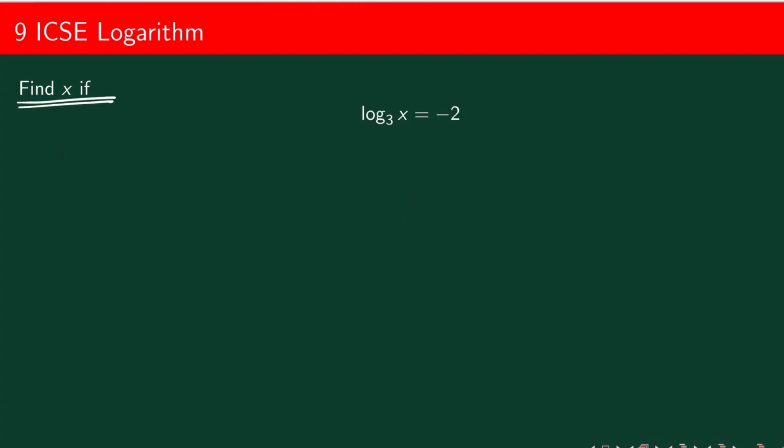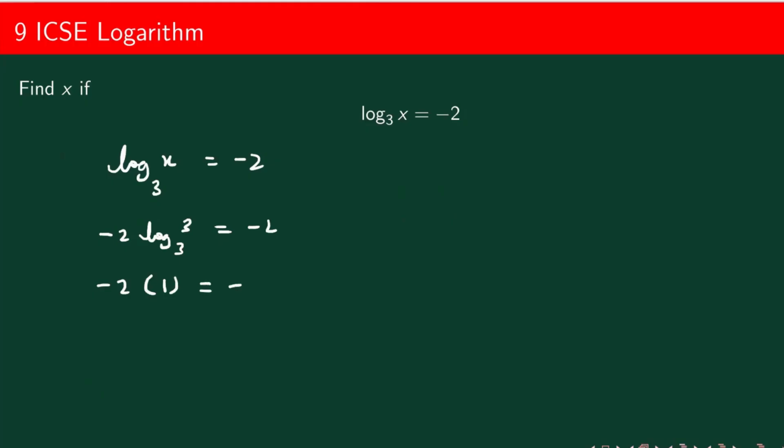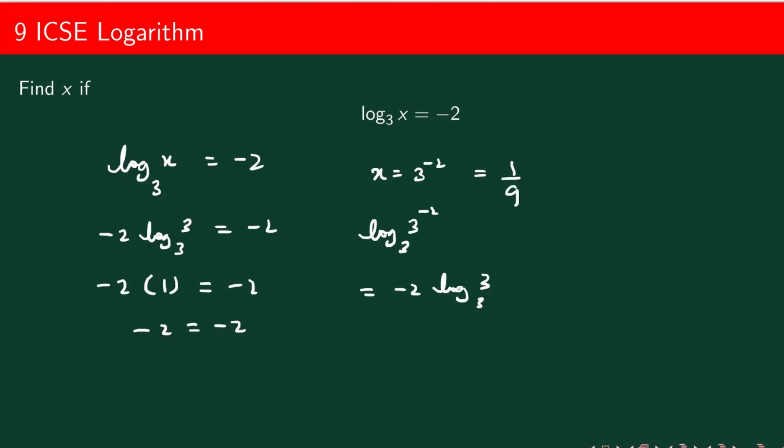Here we have to find the value of x. So log x to the base 3 is negative 2. So imagine this to be negative 2 log 3 to the base 3. This is going to be 1, and we get negative 2 equal to negative 2. For this to happen, x should be 3 raised to minus 2. So log of 3 to the power minus 2 will be minus 2 log of 3 to the base 3. And that will give us the required answer. So basically x is 1 upon 9.